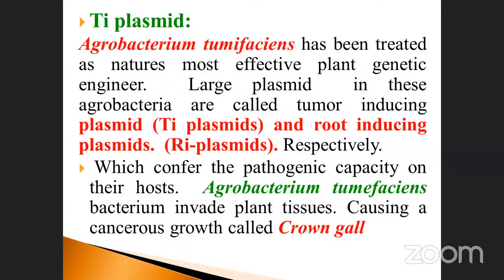Sometimes the cancerous cells are produced in the upper part, above the soil, which is called the shoot system, and the lower part is called the root system. That's why we have different plasmids, TI plasmid and RI plasmid. So you will get the crown gall disease, which is caused by the microorganism Agrobacterium tumefaciens. Which plasmid is responsible? The TI plasmid, tumor inducing. Tumor is nothing but cancer.